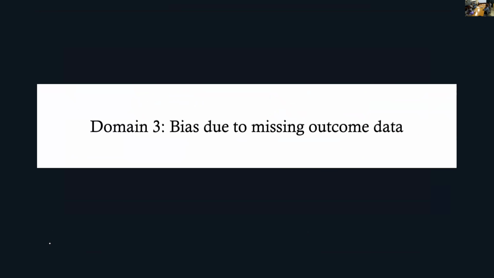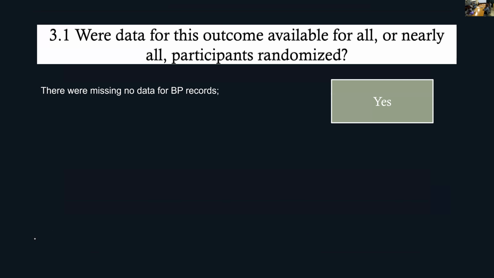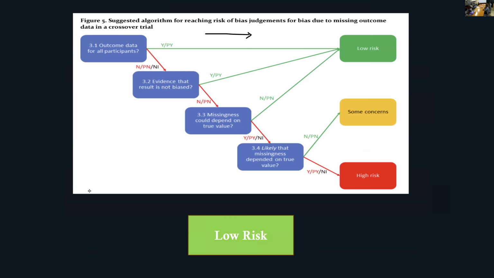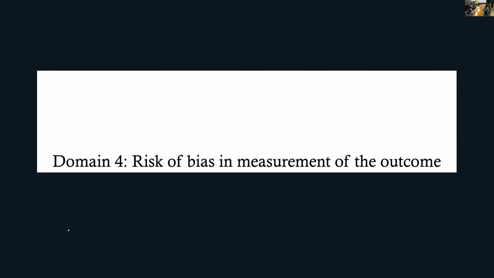Second is bias due to missing outcome data. So there's some data which are not available. Here, their measurement was BP records, and all the patients had BP records, nothing was missing. So based on this algorithm, this domain also shows a low risk.